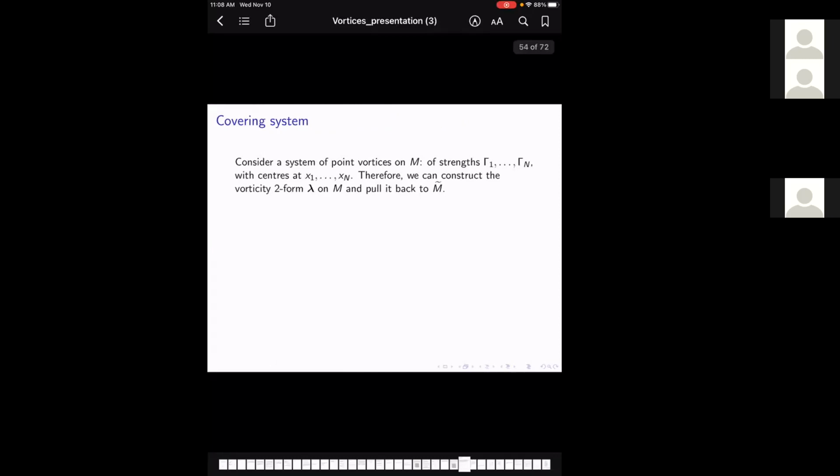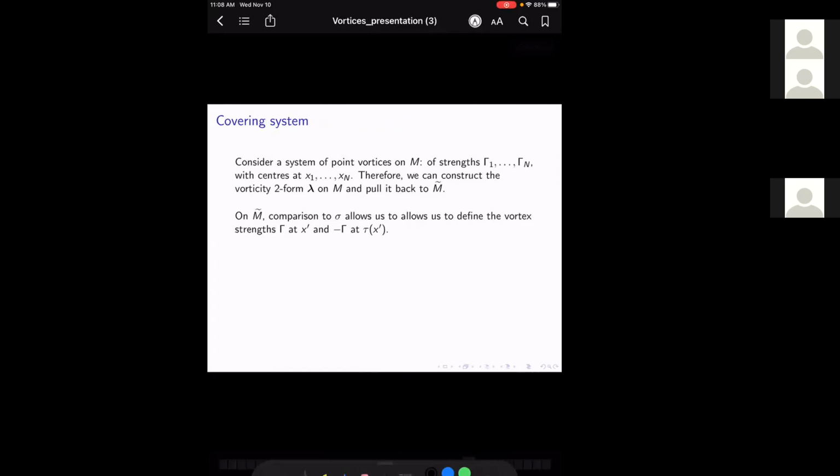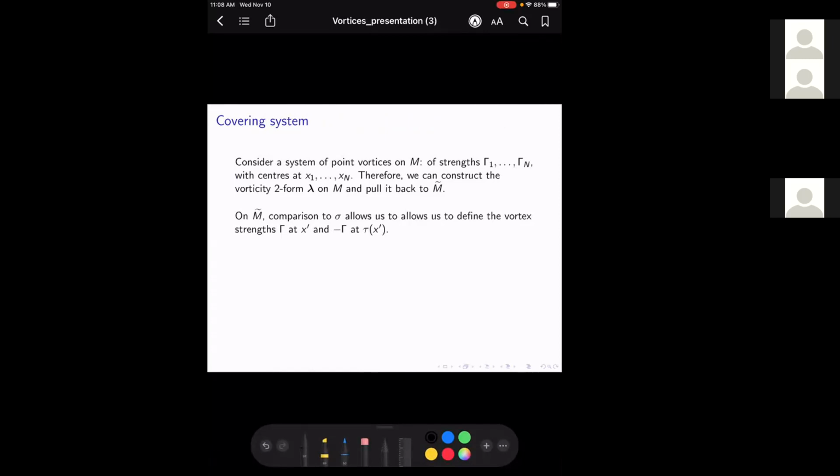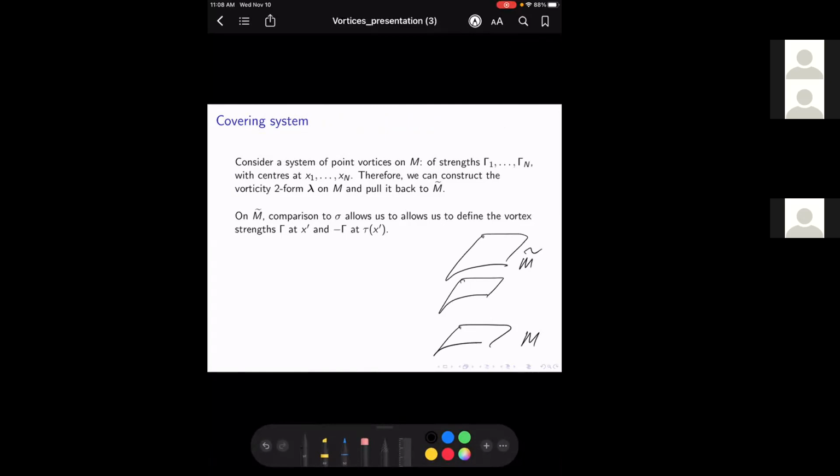Let us talk about the covering system. In order to write the Hamiltonian, and in order to write the symplectic form on this bigger manifold, we need to talk about how the dynamics of a certain system of point vortices on M tilde and the dynamics of a system of point vortices on M will coincide. So for a system of point vortices on M, we may introduce a system of point vortices on M tilde, which will be its so-called double cover.